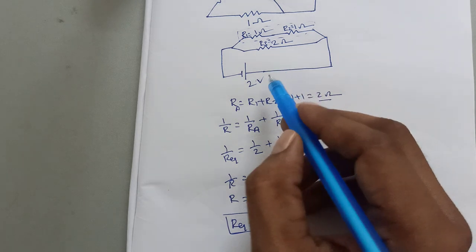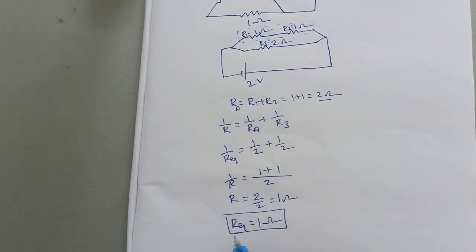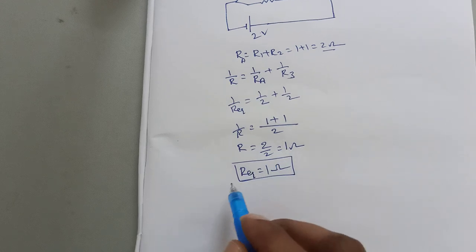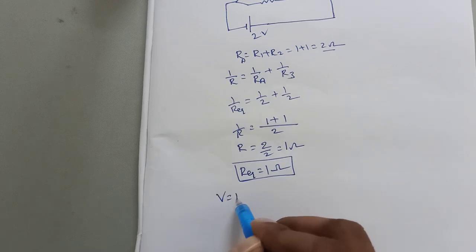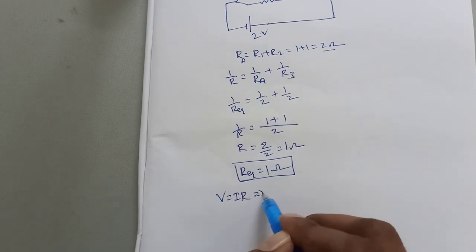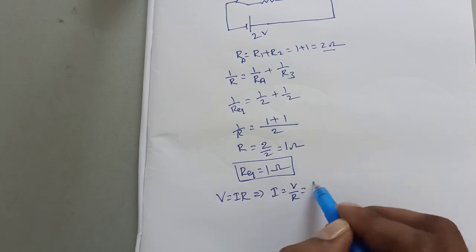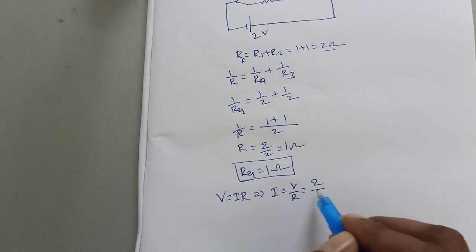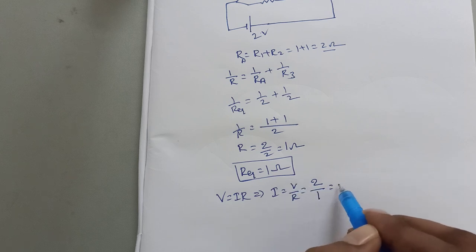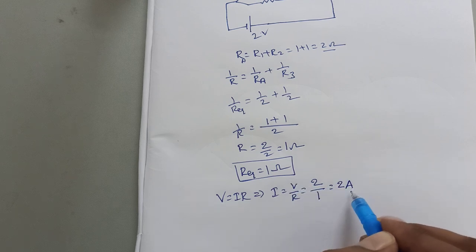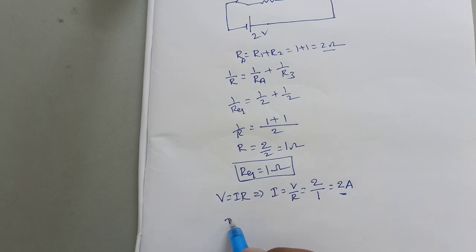Then, according to Ohm's law, V is equal to I into R, so I is equal to V by R. Here V is equal to 2 and R is equal to 1, which we got, then the current is 2 ampere. So the current in the circuit is 2 ampere.